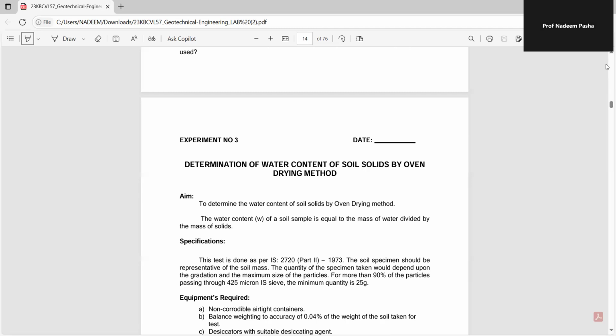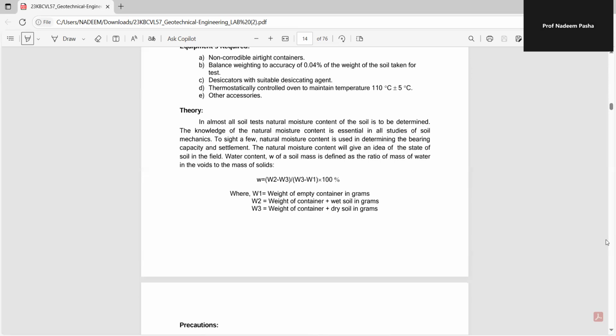So which IS code is used for this method? This test is IS 2720 Part 2, 1973. And how much is the quantity of soil to be taken? 25 gram. So what are the apparatus required? Airtight containers which are free from corrosion, a balance weighing accurately to 0.04% of the weight of the soil sample taken, a desiccator with a suitable desiccating agent. Next, a thermostatically controlled oven maintained at 110 degrees Celsius plus or minus 5 degrees Celsius.